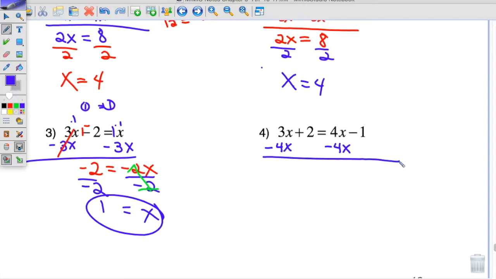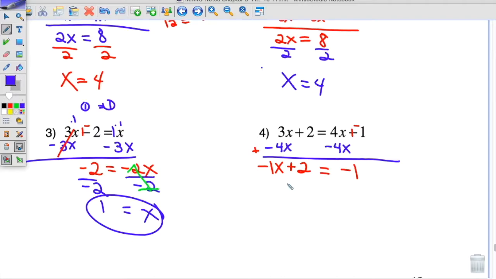I'm going to do a little changing to adding the opposite. On the right-hand side, because my 4x minus 4x gives me 0, I'm left with a negative 1. And on the left-hand side, because I have 3 minus 4x, I'm going to change it to 3 plus a negative 4x. I'm going to take the sign of the larger number and subtract, and I'm going to bring down my plus 2. Now I have a two-step equation.